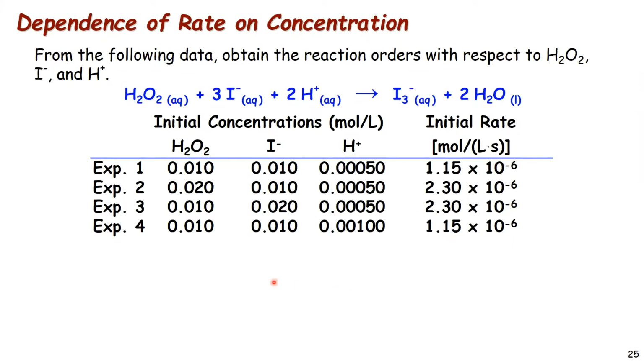Okay, so we ran our experiment, in this case 4 times. That allowed us to change one of the reactants differently for each of our reactants. Okay, so now let's say I want to determine the order of hydrogen peroxide. What 2 experiments am I going to compare?